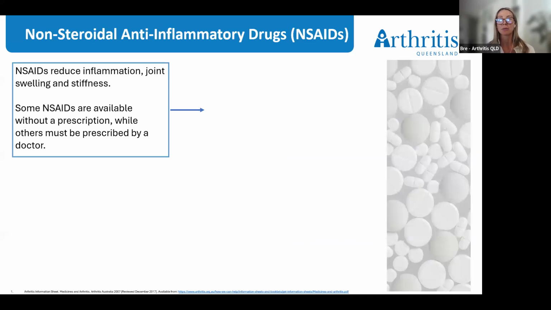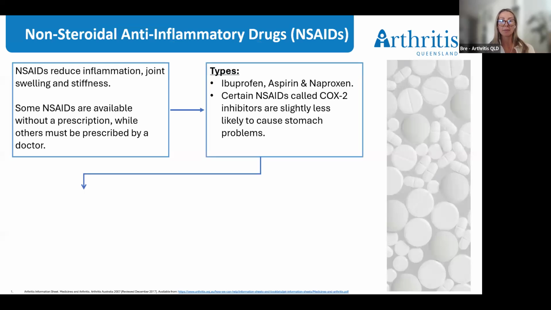The next one we're going to talk about is non-steroidal anti-inflammatory drugs. I'm going to be referring to these as NSAIDs. NSAIDs reduce inflammation, joint swelling and stiffness. They're often used to treat inflammatory forms of arthritis, such as rheumatoid arthritis, ankylosing spondylitis or psoriatic arthritis. They can also relieve pain that is not controlled by pain reliever medication alone. Some NSAIDs are available without a prescription, while others must be prescribed by a doctor.